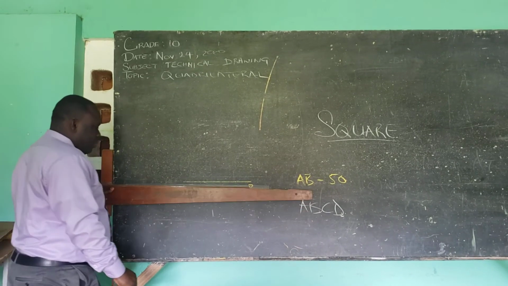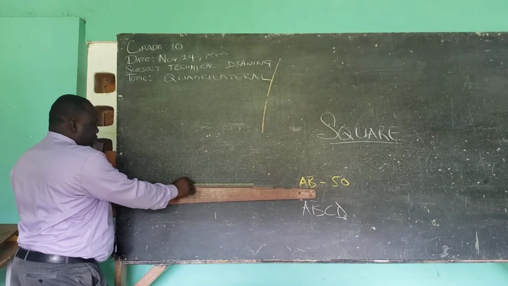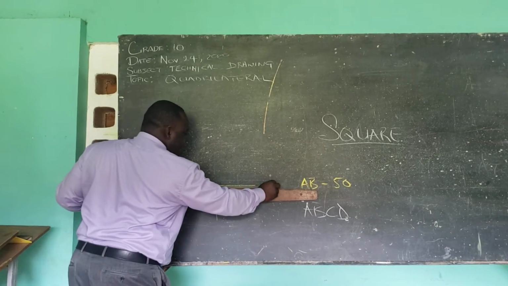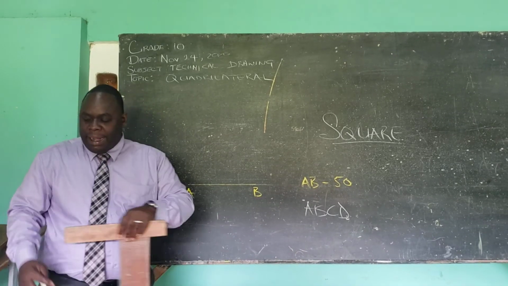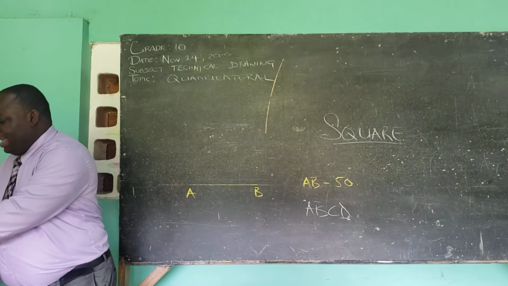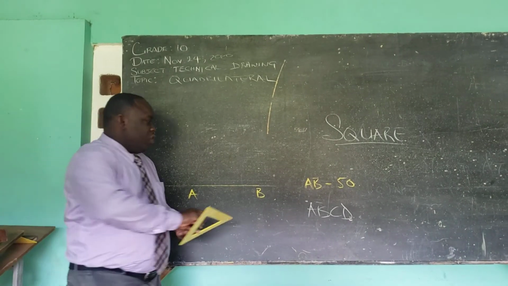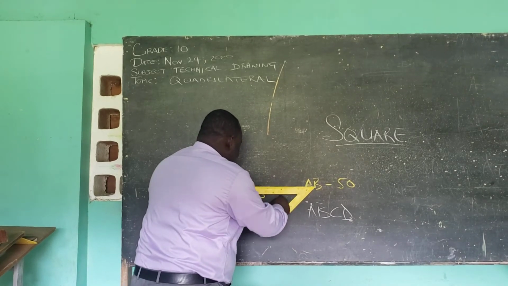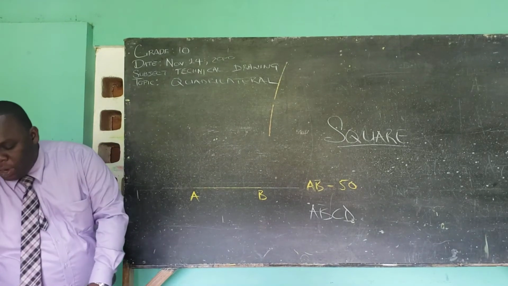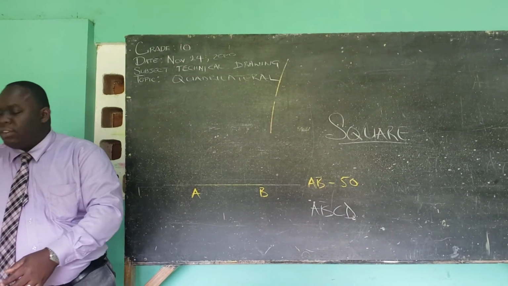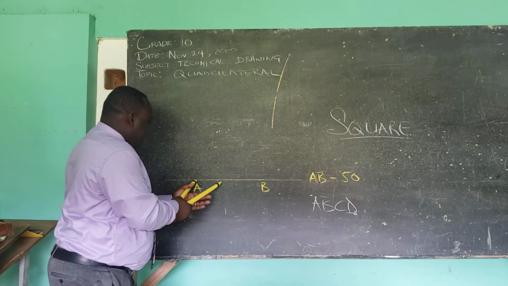Now in constructing a square, we're given the length of AB. AB is 50. Now what we're going to be doing is that we're going to be extending our AB line. And there's a reason why we extend our AB line, because you know that we're going to be constructing perpendiculars to our AB lines. So let us extend our AB lines. Alright. Now once we have done that, then we simply need to get our compass. And at A, we're going to be erecting a perpendicular at A.